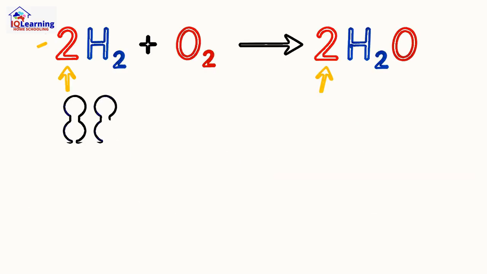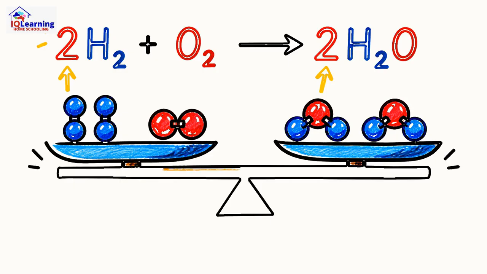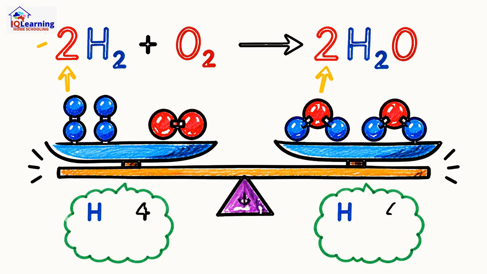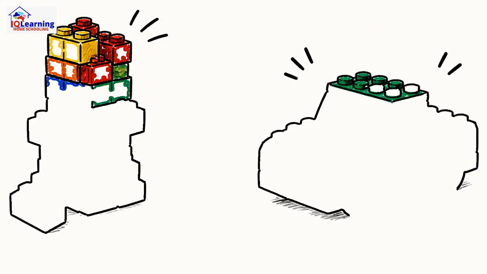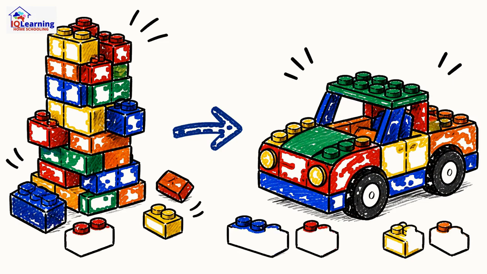But to be accurate, the equation must be balanced. This means having the exact same number of each type of atom on both sides. Think of atoms like Lego bricks. If you take apart a tower to build a car, you must use every single brick.